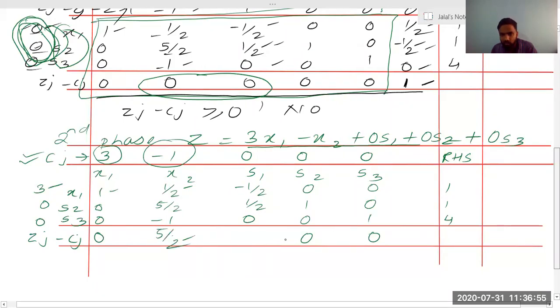Now we need to find this value. How do we find this value? Again, 3 into minus half is minus 3 by 2. This will be 0.